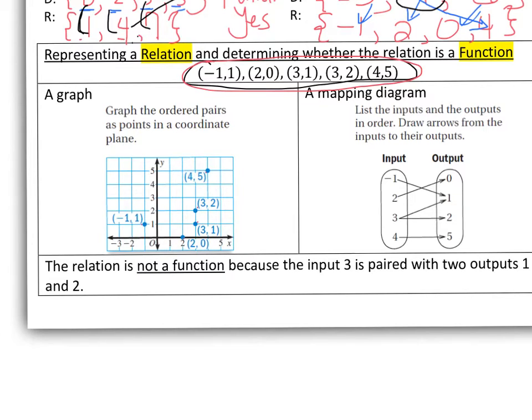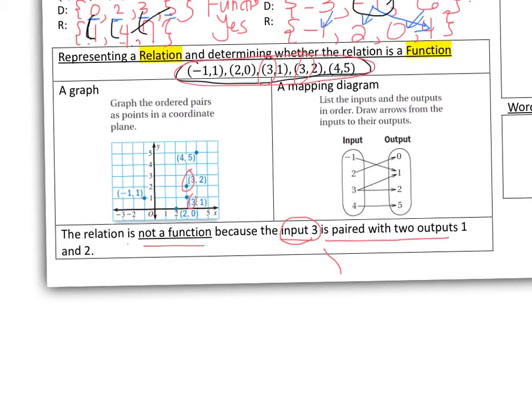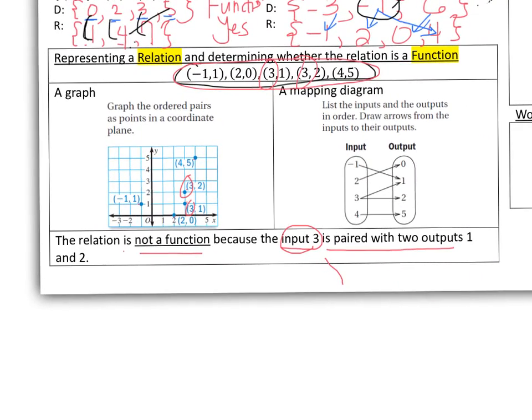The relation here is not a function because the input 3 is paired with 2 outputs, 1 and 2. So this is not a function.